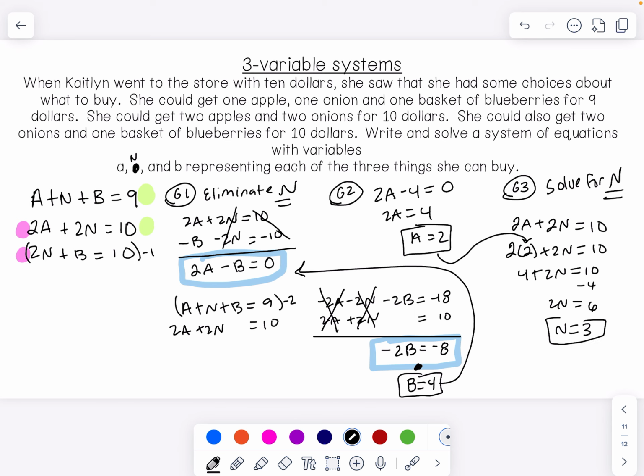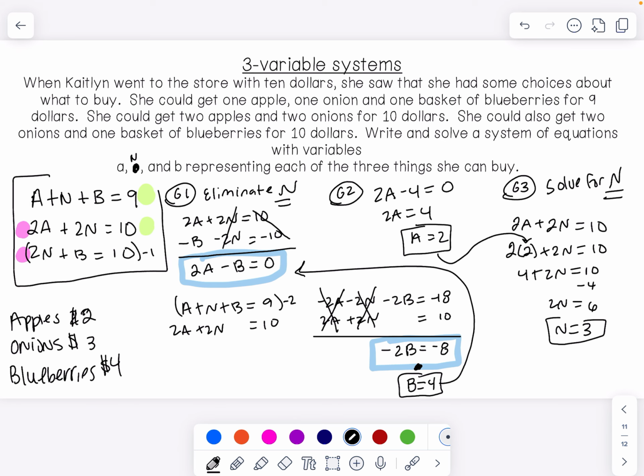So my final answer here at this store, we have that apples are $2. I had a hard time writing that. Onions are $3, and blueberries are $4. So notice, just like any application problem, we started by writing our equations, and then we used our skills of solving a three-variable system.